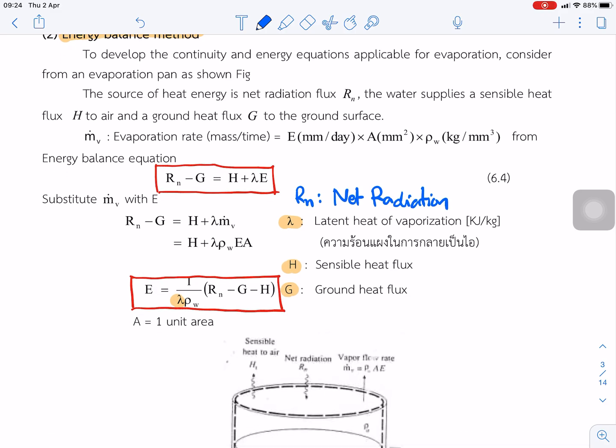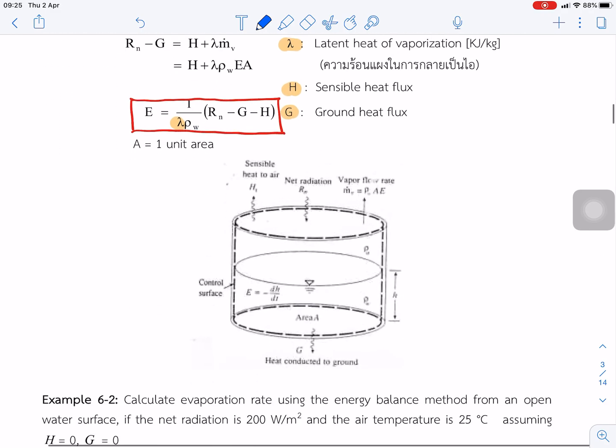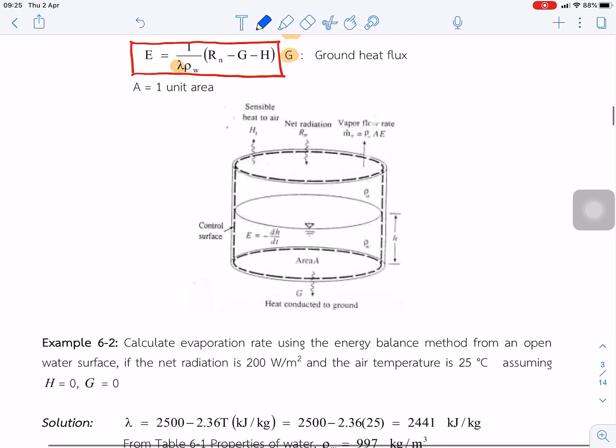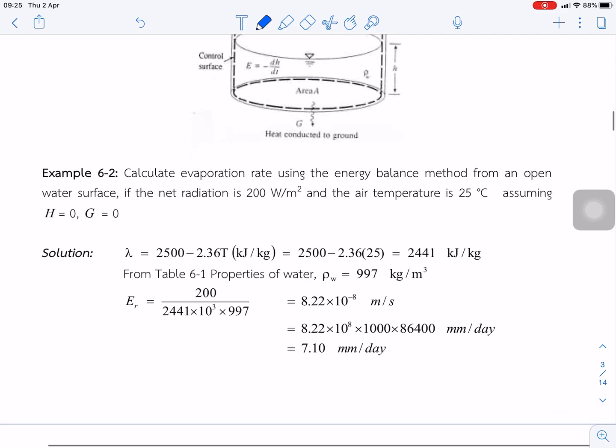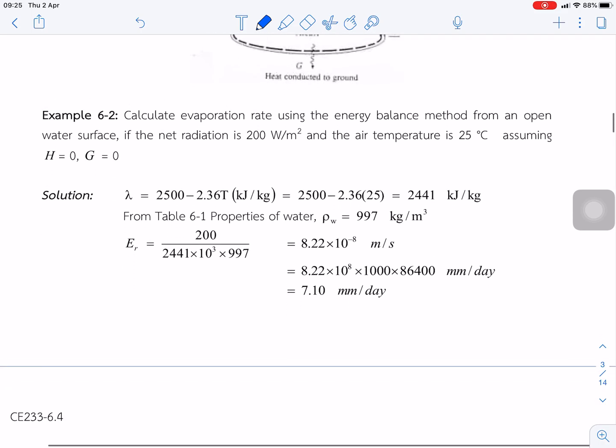Okay, so net radiation is based on this control volume. So we can look at how to use this equation to calculate the evaporation rate using the energy balance from the open water surface with net radiation of 200 watt per square meter. Air temperature is 25 degrees C. Assume H equal to 0 and G equal to 0.